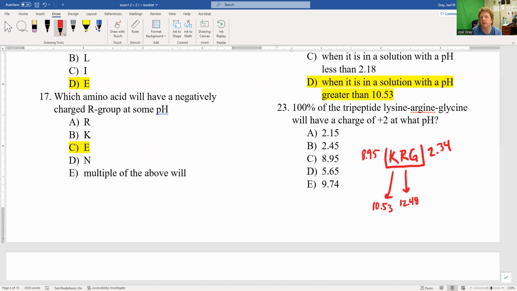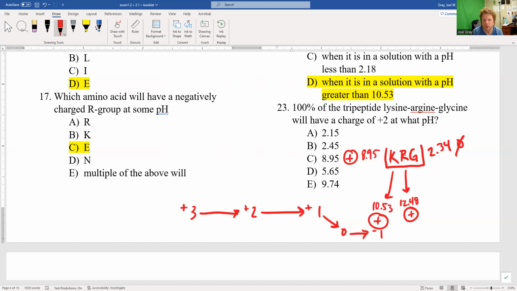So 100% of the tripeptide lysine, arginine, glycine will have a charge of +2 at which pH? What's kind of implied here is I've got a charge of +1, +1, +1, and neutral. So this molecule will have a charge of +3, +2, +1, and then 0, and then -1. Okay. What I care about though is this right here, pH, charge of +2.